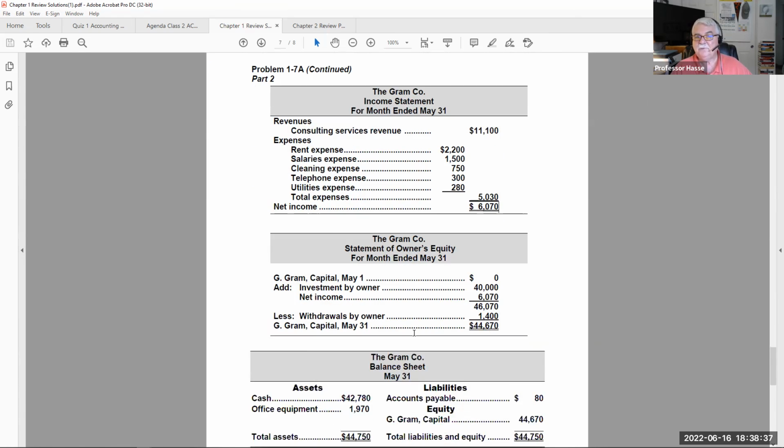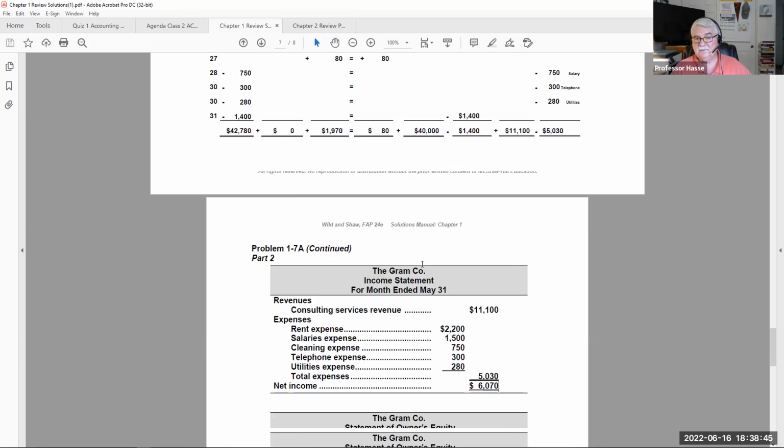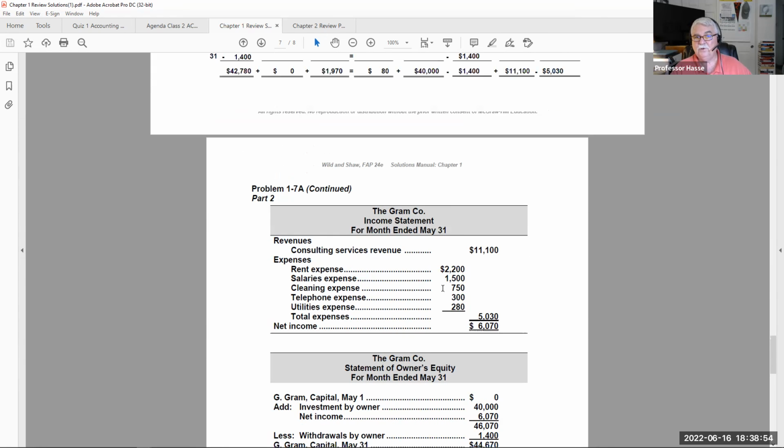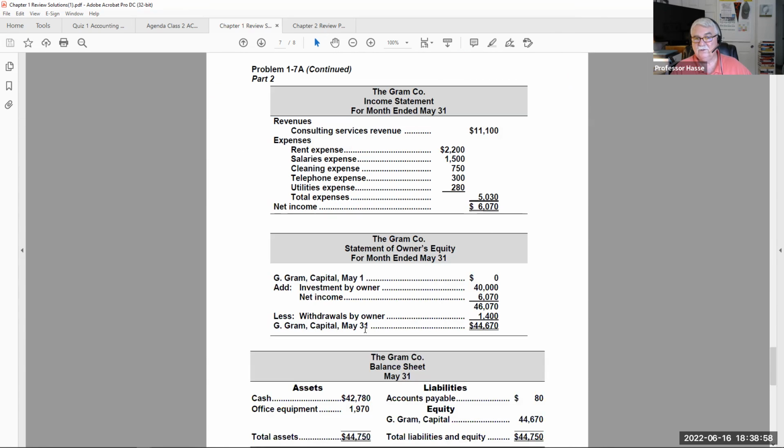The statement of owner's equity. They started out the month of May with zero. The owner invested $40,000. The owner made a net income of $6,070, the difference between revenues and expenses. And the owner withdrew $1,400 out of the business. So the owner's equity at the end of May was $44,670. Investment, profits, withdrawals.